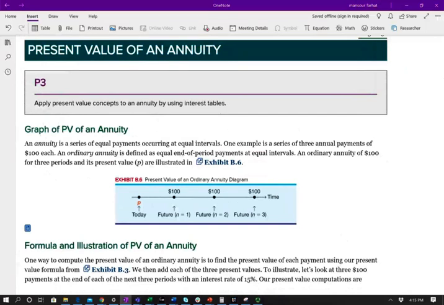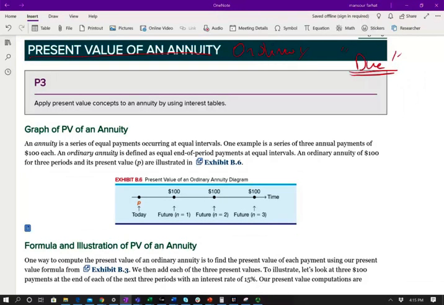In this lesson, we're going to be looking at the present value of an annuity, and specifically an ordinary annuity, because there's also an annuity due. We don't cover annuity due in a financial accounting course. Just want to let you know, if you are looking for annuity due, look up my intermediate accounting lectures.